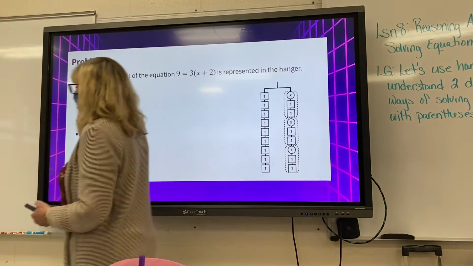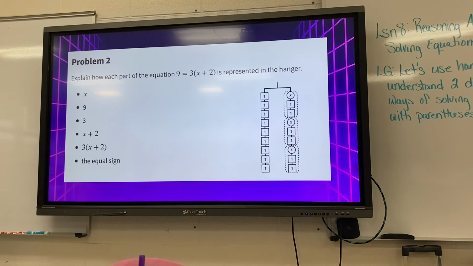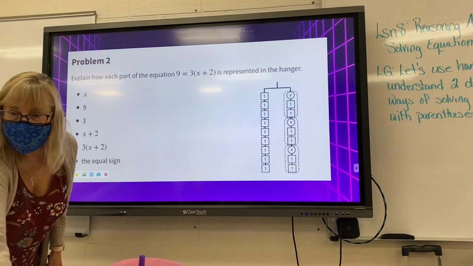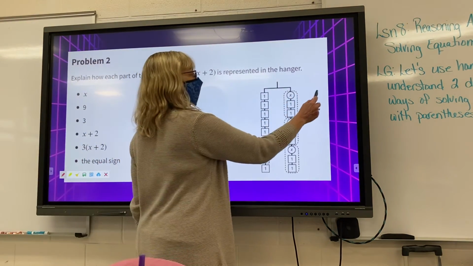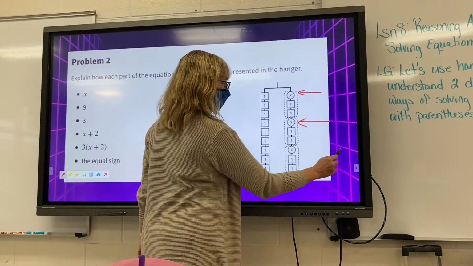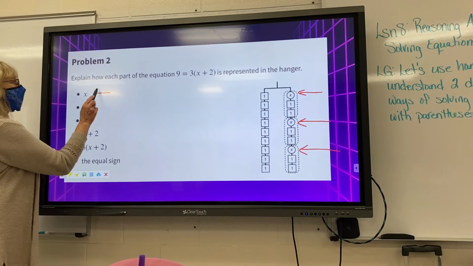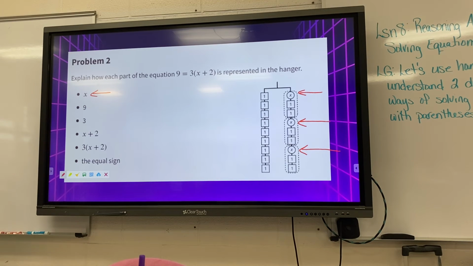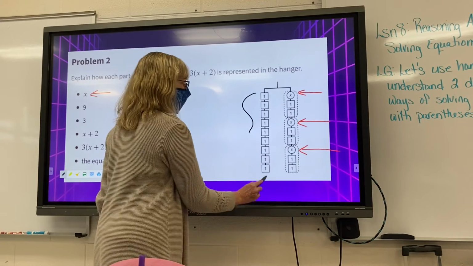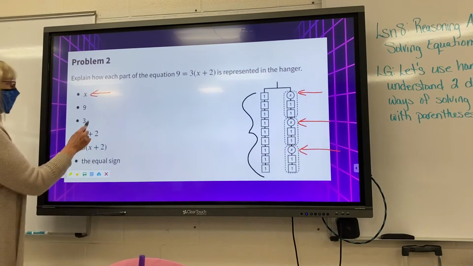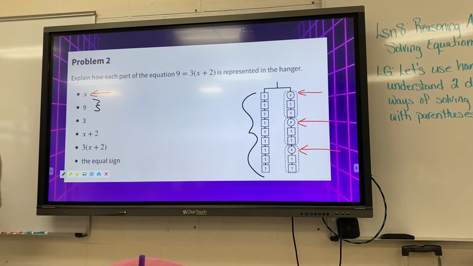Explain how each part of the equation 9 equals 3 times the sum of x and 2 is represented in that hanger. Where are the x's in this hanger? Over here on the right hand side? Here, here, and here. So that is represented by that. Where's the 9? On the left. There's the 9.